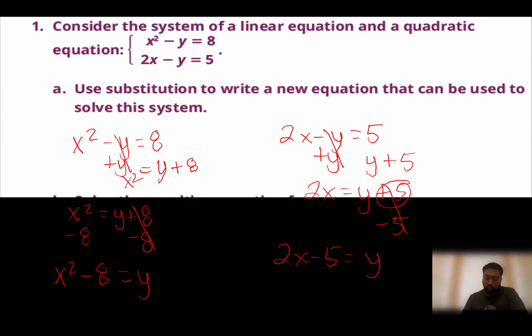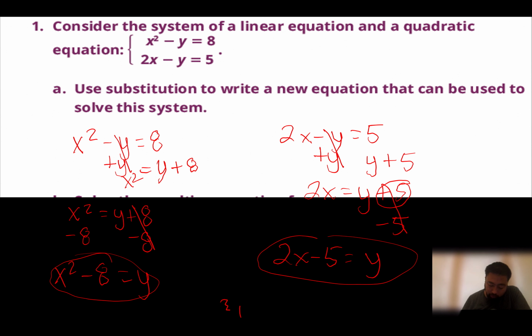So both of these equal y. So technically we can set them equal to each other by doing x squared minus 8 equals 2x minus 5.